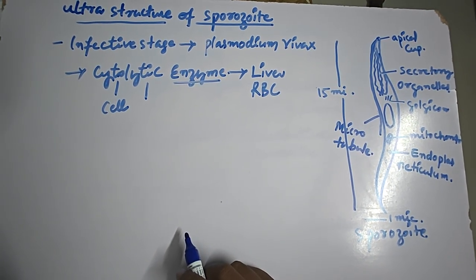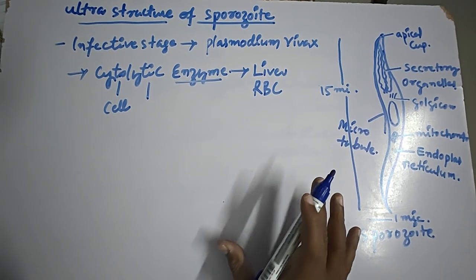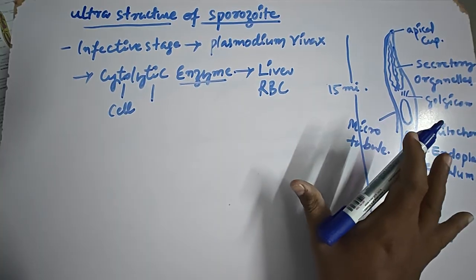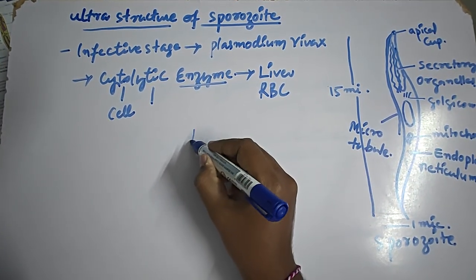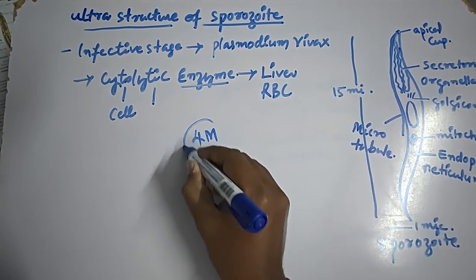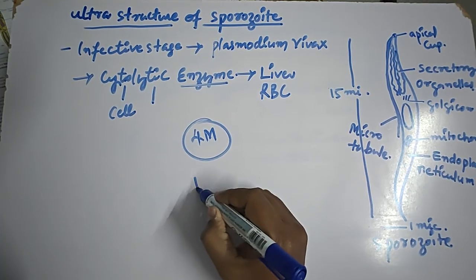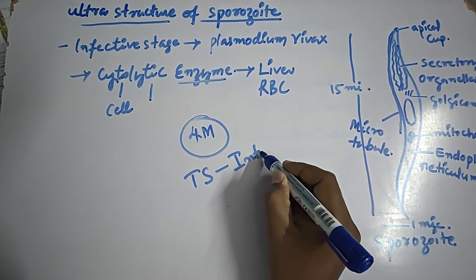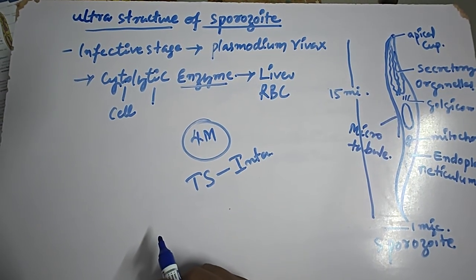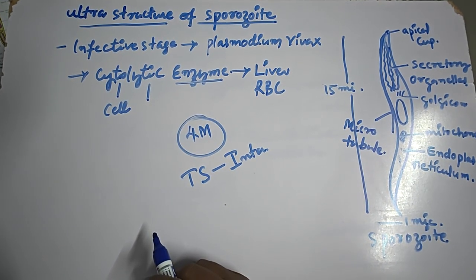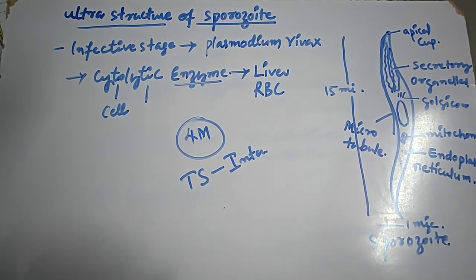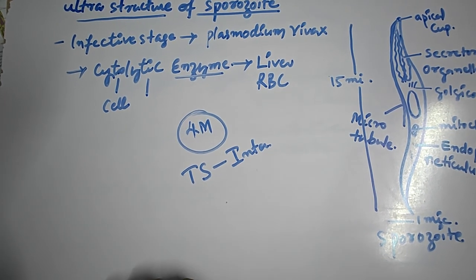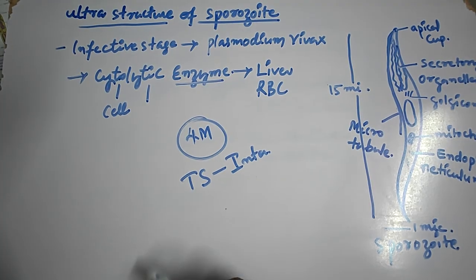Okay, so this is the introduction and the structure of the sporozoite. It will come as a 4 marks question in the Telangana intermediate public examinations, so it is a very important answer. Within 5 minutes you will learn all these important points. Ultrastructure of the sporozoite.